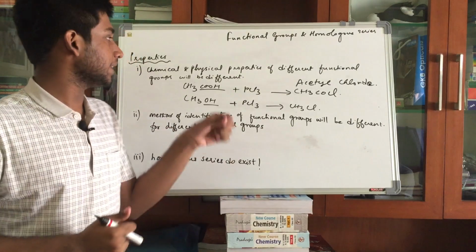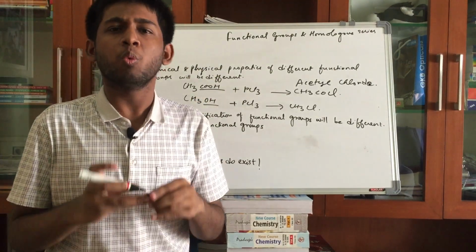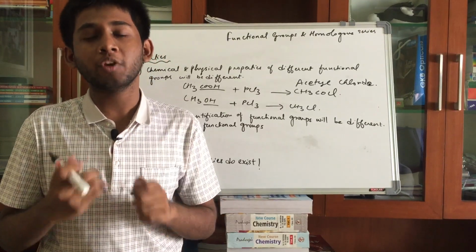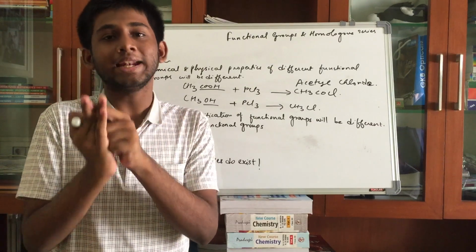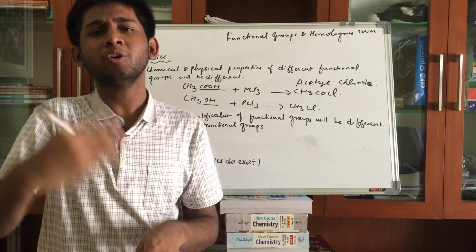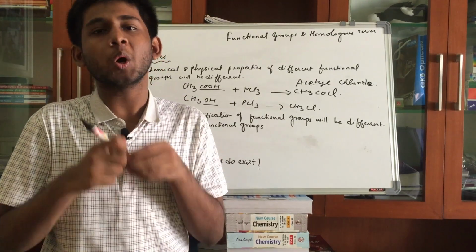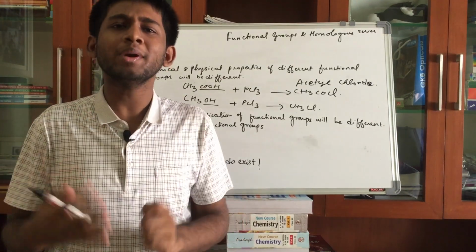The next one says the physical properties of different functional groups will also be different. What do I mean by a physical property of a compound? Physical property of a compound means either the mass, the density, the melting point, or the boiling point. These four factors will be different for different compounds depending on their functional group. The mass will obviously be different, and therefore the density also will be different. Why do I say so?